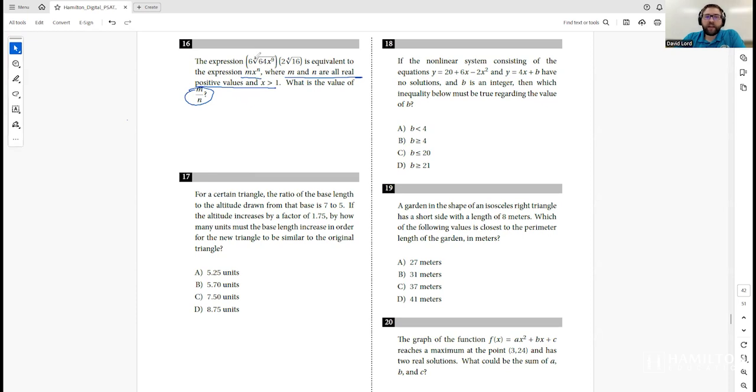All right, so looking at this, I know the cube root of 64 is 4. So it's going to be 6 times 4. And then the cube root of x to the 9th, you want to divide the powers by 3. So it's going to be x cubed times 2. And then the fourth root of 16 is 2 as well. And then this has to equal m x^n.